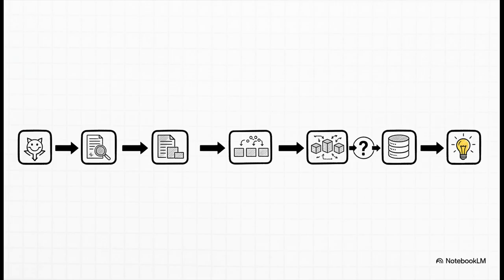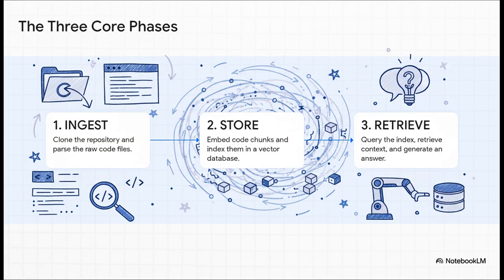So let's break that down. We can really think of that whole pipeline in three main phases. First up is ingest, which is all about getting and processing the raw code. Second is store, where we create our searchable index. And third, the magic moment, is retrieve, where we ask a question and get a genuinely useful answer back.